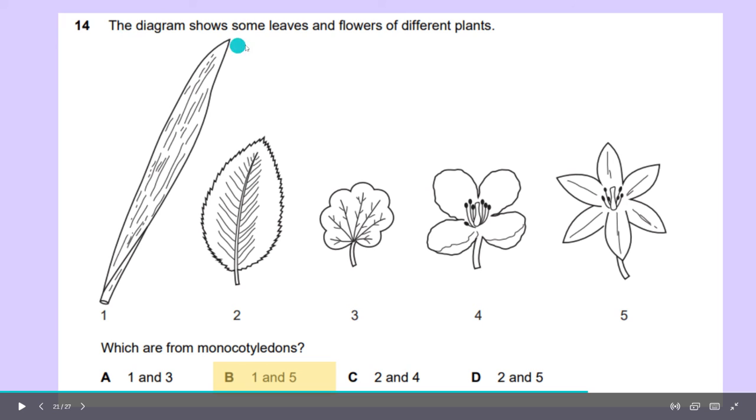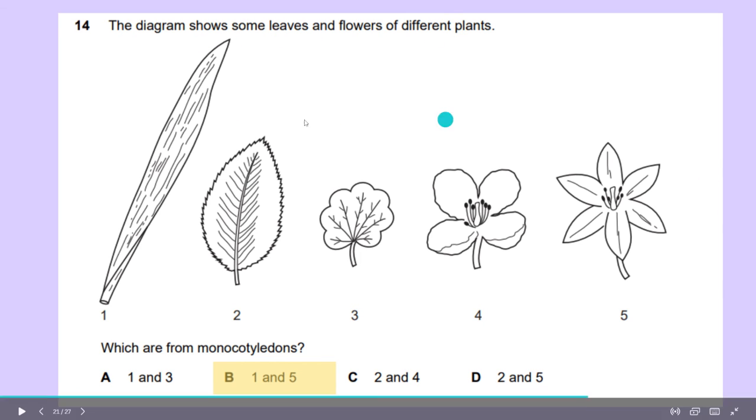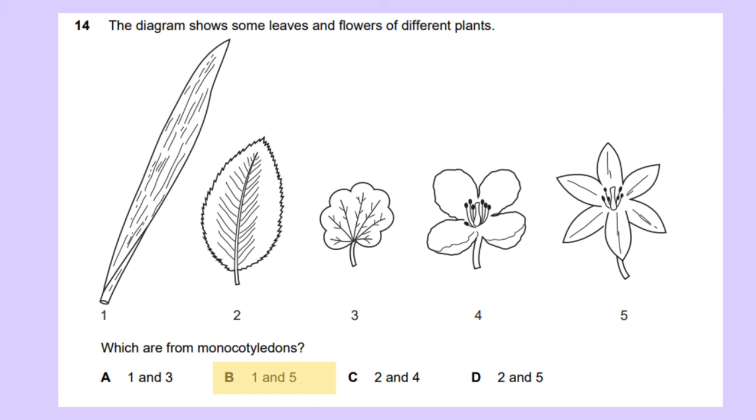Then it says the diagram shows some leaves and flowers of different plants. Here are the flowers and leaves. These two are leaves and these two are flowers. So which are from monocotyledons? From monocots we know that the leaf veins should be parallel, and the flower parts should be in multiples of three, like 6, 9, anything like that.